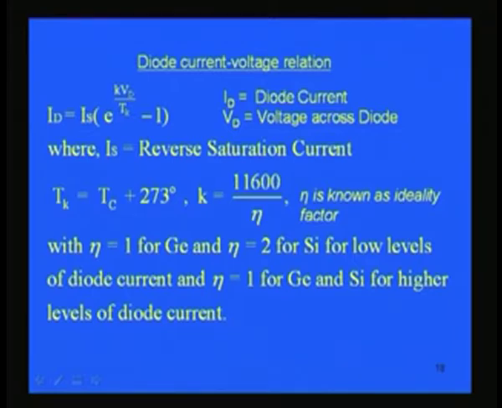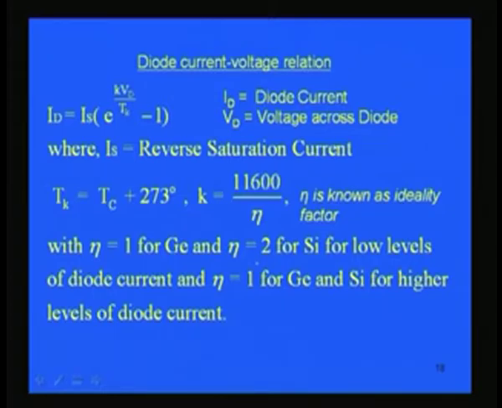K is a constant given by 11600 by eta. Now, eta is known as the ideality factor of the diode. The value of eta is 1 for germanium and 2 for silicon when the diode current is low, that is, in the lower region of the diode current. These are different values, but at a higher level of diode current, you will have the same value, eta equal to 1 for both germanium and silicon.